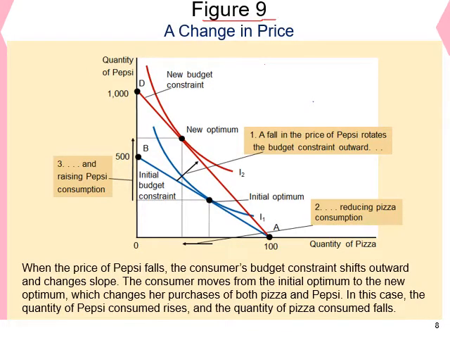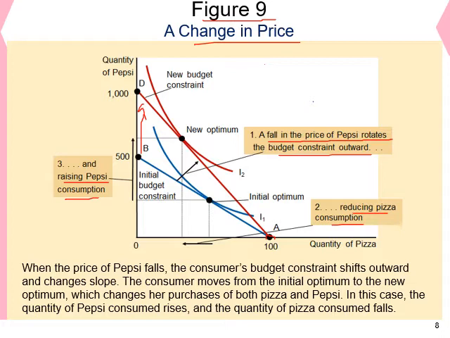Figure 9 displays a change in the price. A fall in the price of Pepsi rotates the budget constraint outward. You can see that when the price of Pepsi falls, the budget constraint on the y-axis just shifts out, right here. There is no change for the one of pizza.